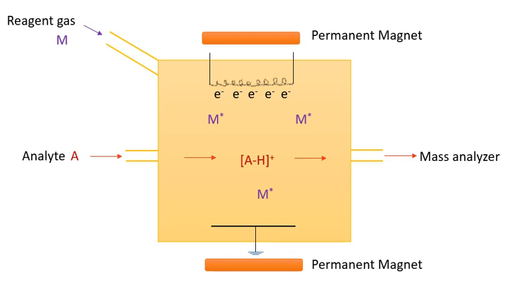M + C4H9⁺ → MH⁺ + C4H8. Self-chemical ionization is possible if the reagent ion is an ionized form of the analyte.